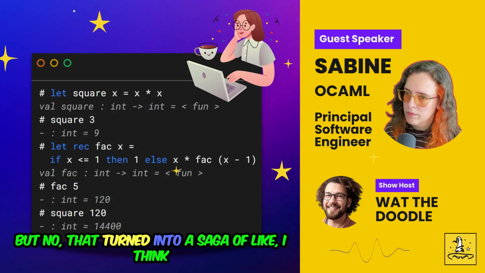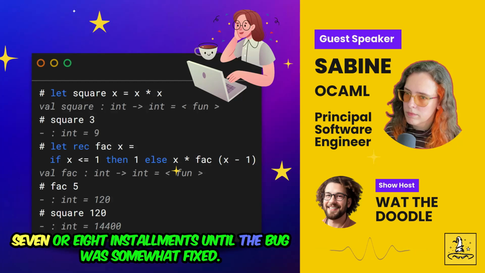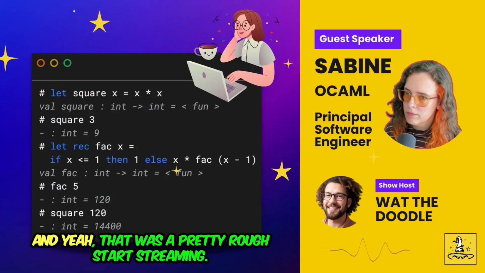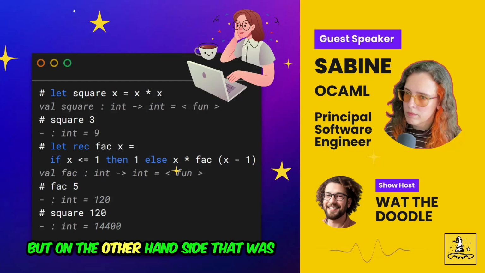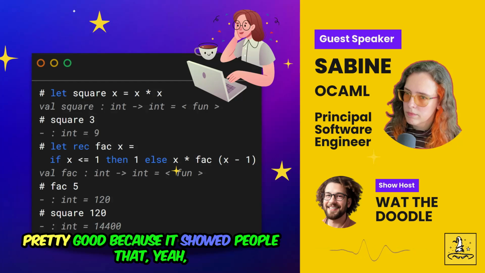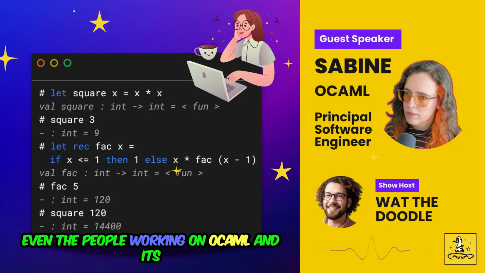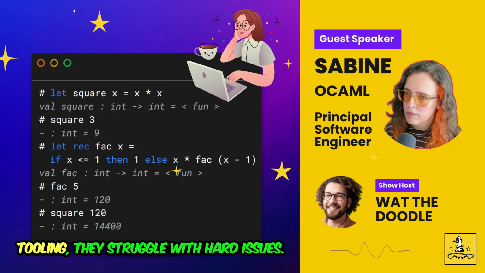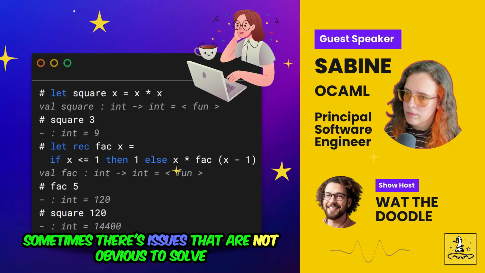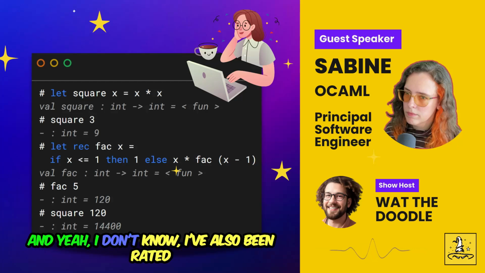But no, that turned into a saga of like, I think 7 or 8 installments until the bug was somewhat fixed. And yeah, that was a pretty rough start streaming, but on the other hand, that was pretty good because it showed people that even the people working on OCaml and its tooling struggle with hard issues. Like sometimes there's issues that are not obvious to solve.